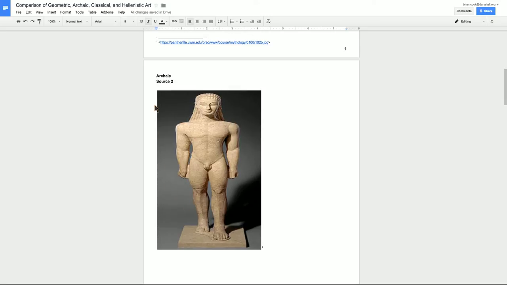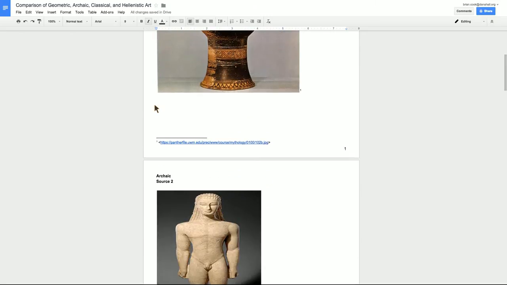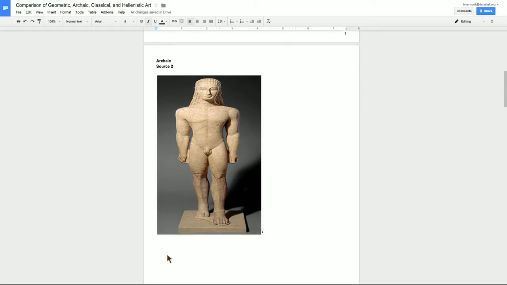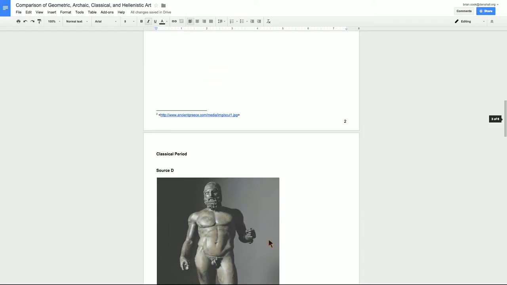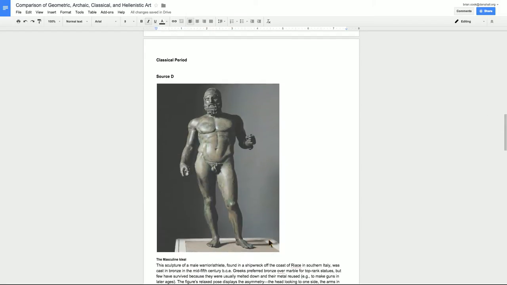So again, just a little bit more clarification that the archaic is really going to be kind of its own period between geometric and classical. Now, classical is really where we're going to be spending most of our time thinking about the art.